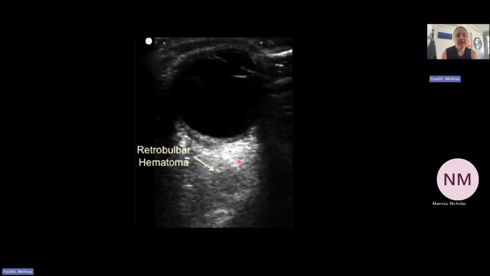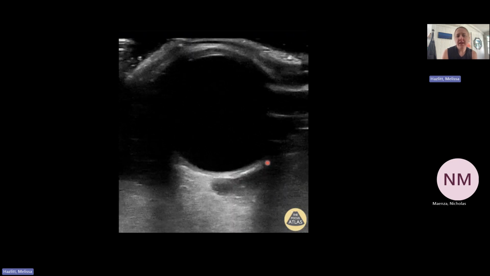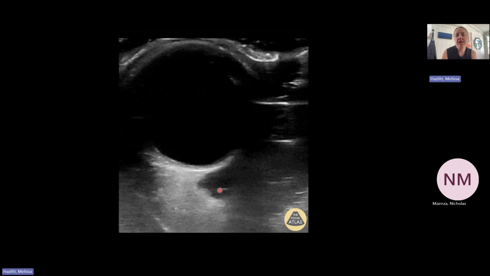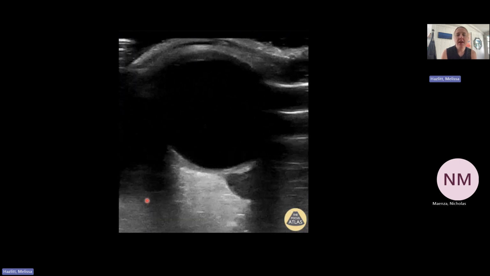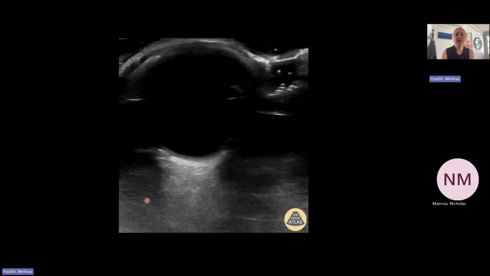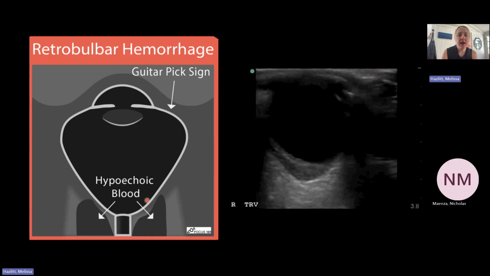And you can actually see this mix, this more hypoechoic focus here of bleeding, but I think this is a much better image where you can see the blood that's accumulating in that retrobulbar space. Sometimes it'll distort the posterior anatomy of the eye, and will cause this guitar pick kind of shape for the posterior part of the eyeball. So those are things you can look for when evaluating a patient for retrobulbar hemorrhage.